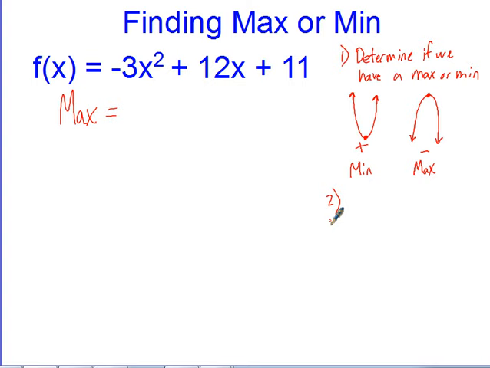Step 2. I need to find the x of the vertex. Because remember, aren't these points my vertex anyway? I need to find the x of my vertex. How do I do that? It's actually a pretty simple formula. Negative b over 2a. So your x is always going to be your negative b over 2a.